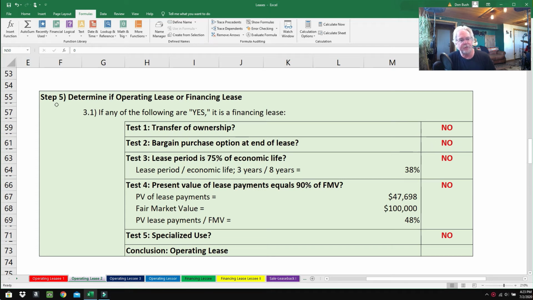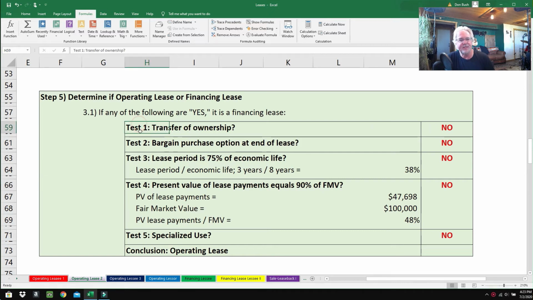So in step 5, what we're doing is determining if it's an operating lease or a financing lease. Here's how it works. We've got 5 tests, and if any of the tests end up being yes, then it's a financing lease. You can see I wrote no in all the results, but let's go through them.